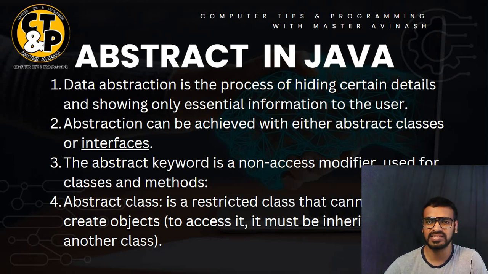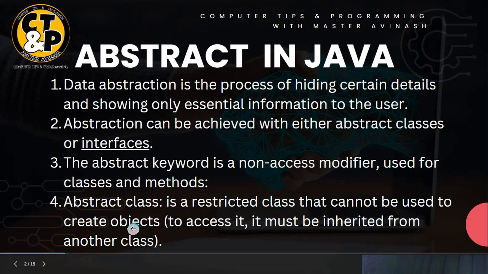And an abstract class is a restricted class that cannot be used to create objects, okay? So we cannot create any object from an abstract class. To access it, it must be inherited from another class. They have some conditions also, but don't go too deep. Just the basic things you need to know: why we are using the abstract class, which keyword is used to create the abstract class, and how we can extract data from an abstract class to show the user. Those are the 4 points we need to cover, and that's all to understand abstract in Java, okay?